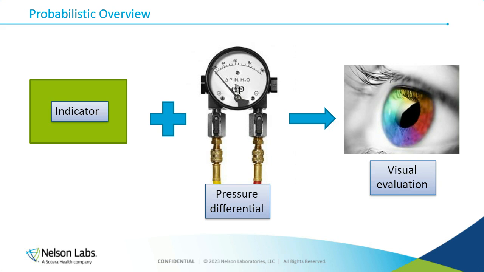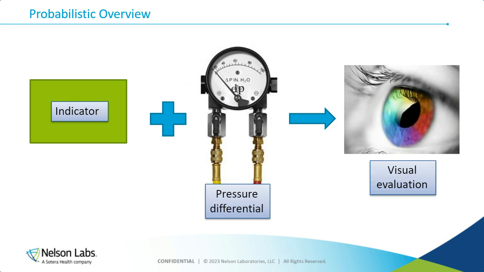how these work. Most probabilistic methods are going to start with an indicator of some sort. I'm going to create a pressure differential that's going to move that indicator across the barrier, and then I'm going to end with some kind of a visual examination where I'm looking for that indicator to decide whether or not it made it past my barrier.